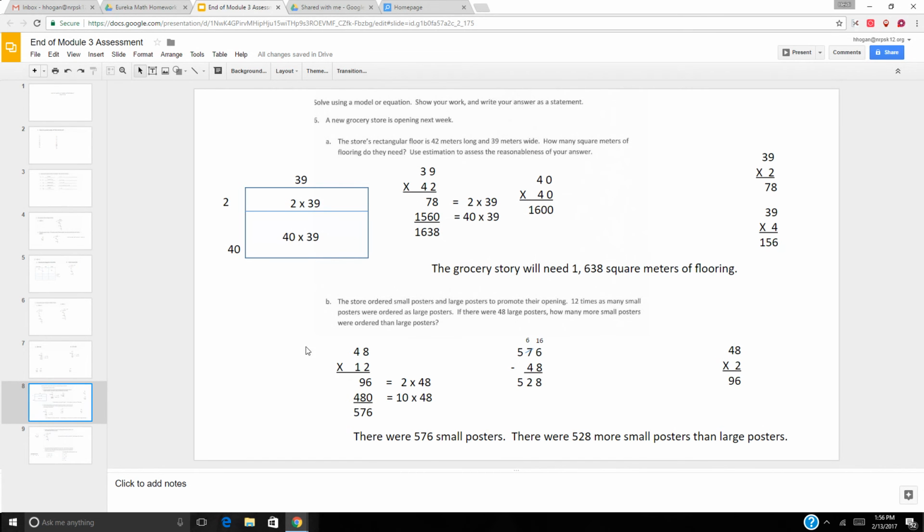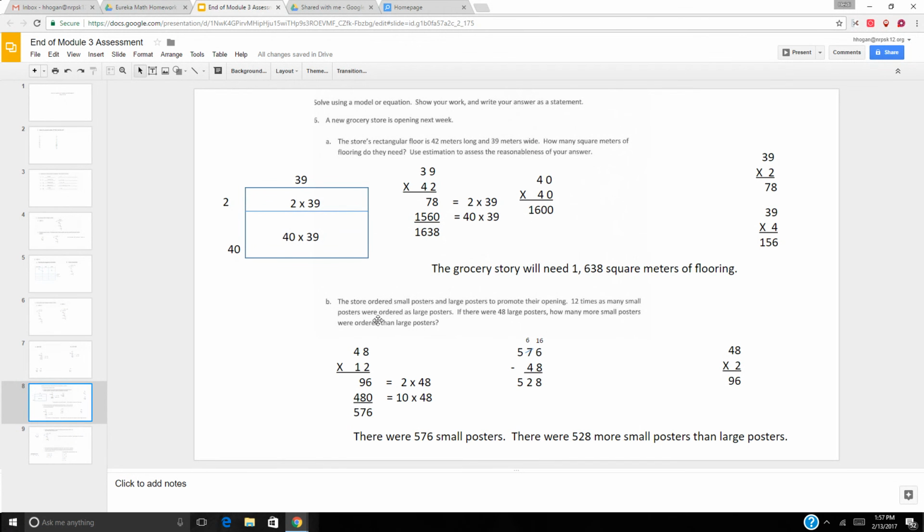So that's 12 times 48. So that's 2 times 48, 10 times 48. 2 times 48 is 96. 10 times 48 we know is 480. So there were 576 small posters. However, that's not what they asked.